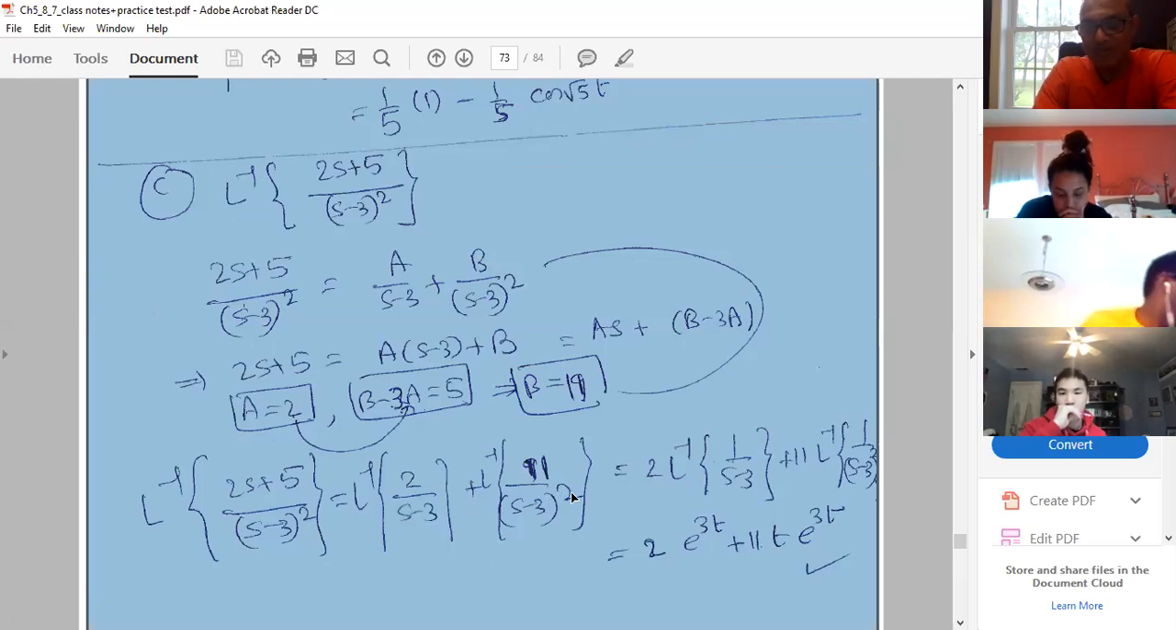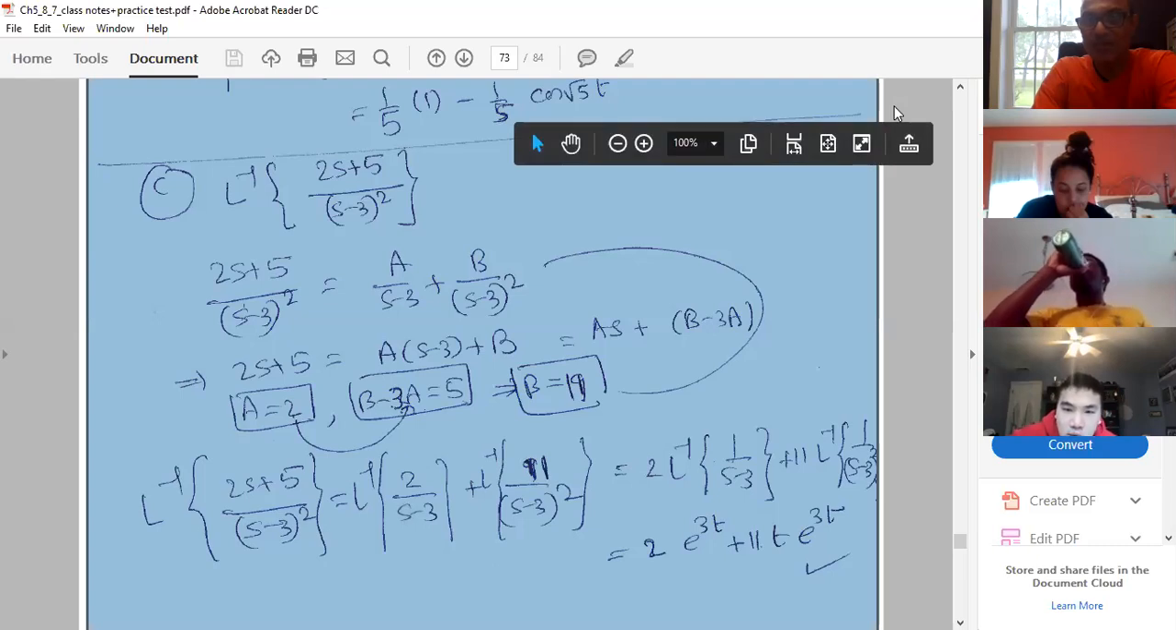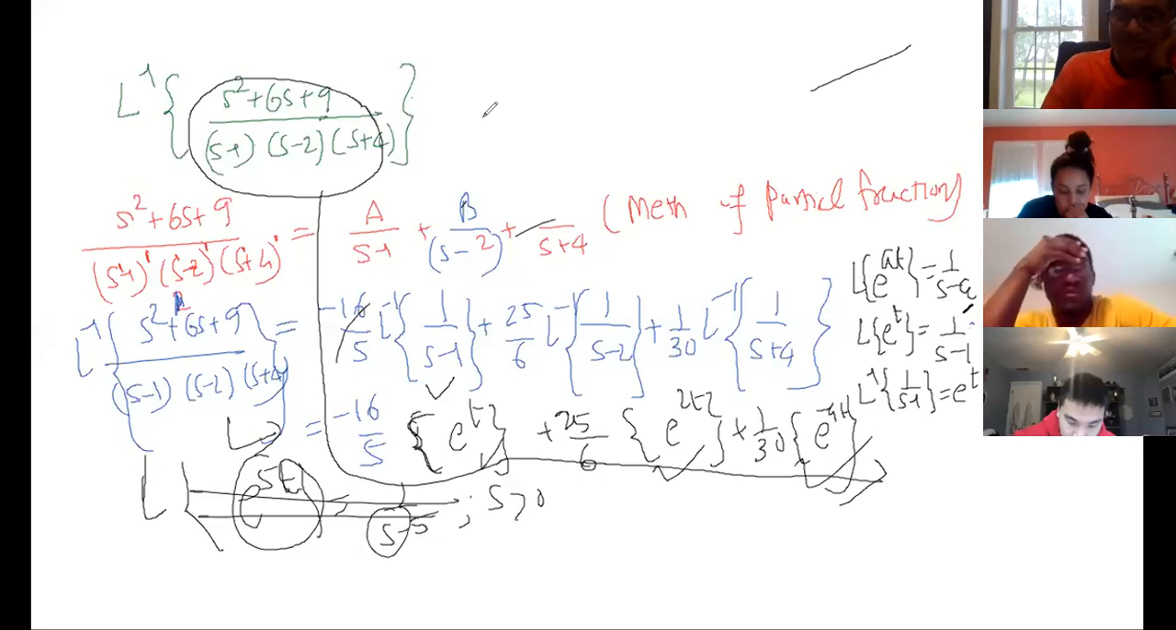Now guys, look over here. This is simple, you can use the formula, 1 over s minus 3 gives e to the power 3t, just like your previous example. But now I have a square. Again, let me share my screen with you. I'm looking for 11 over (s minus 3) squared. Let me erase this part.